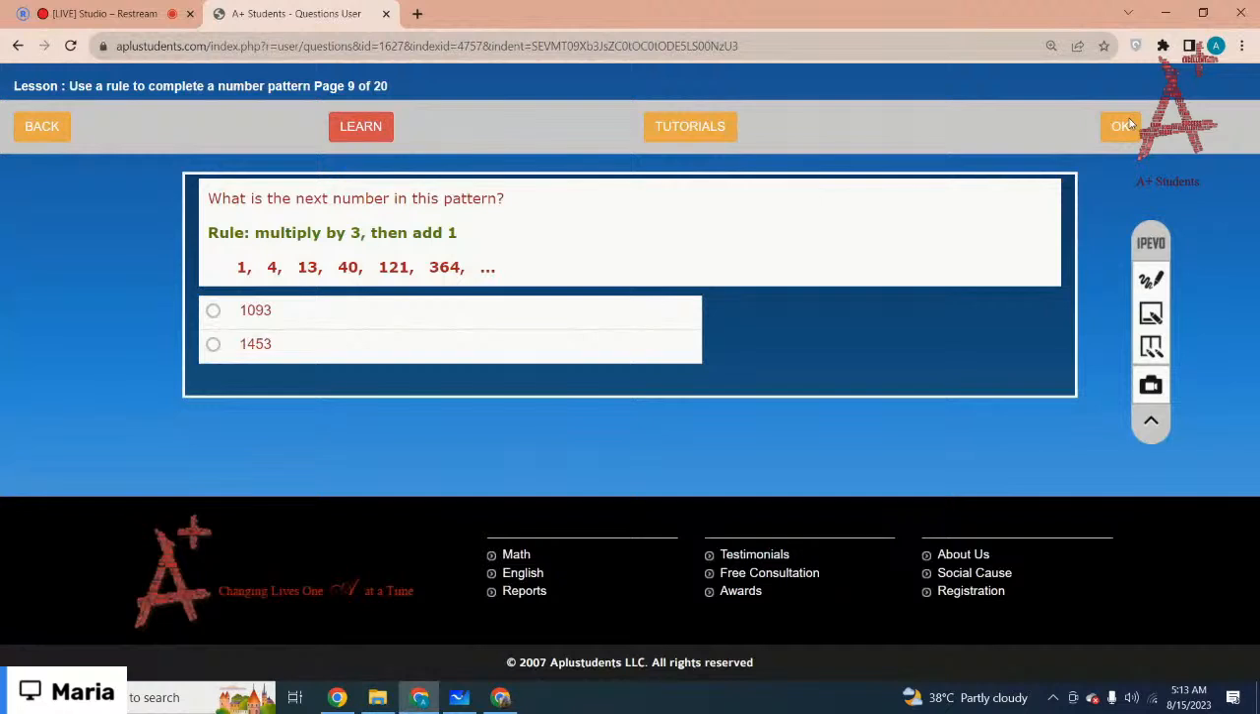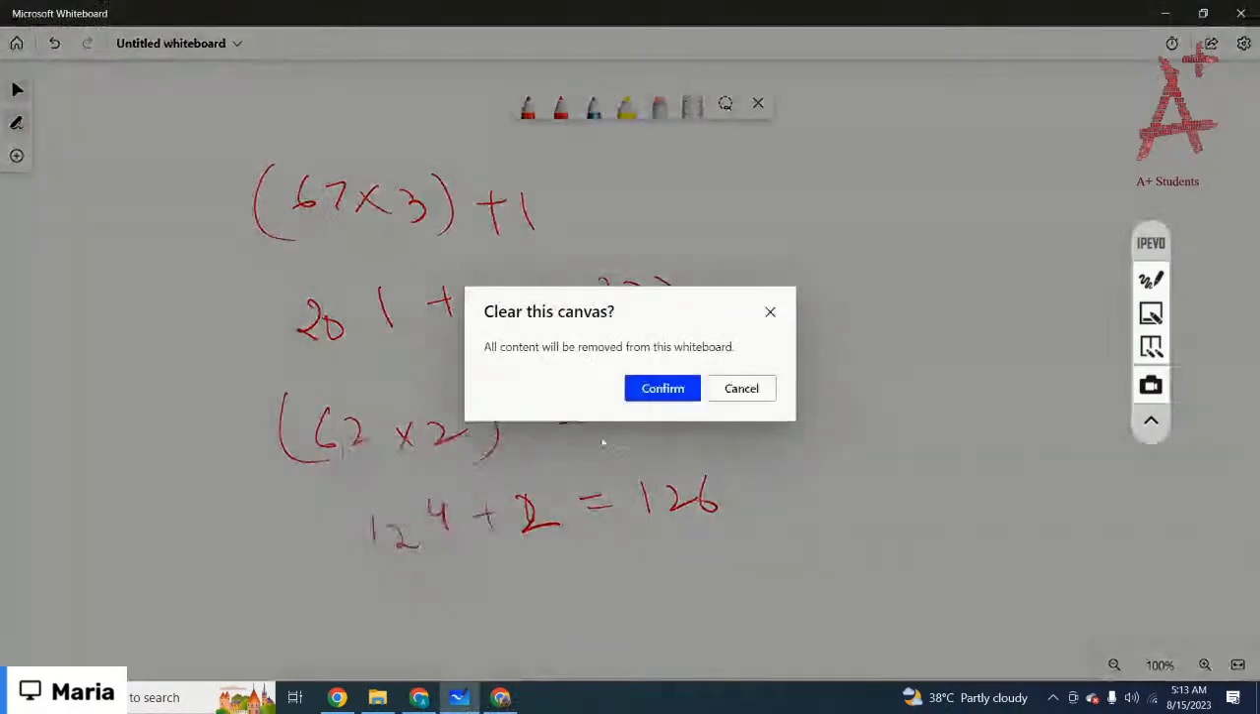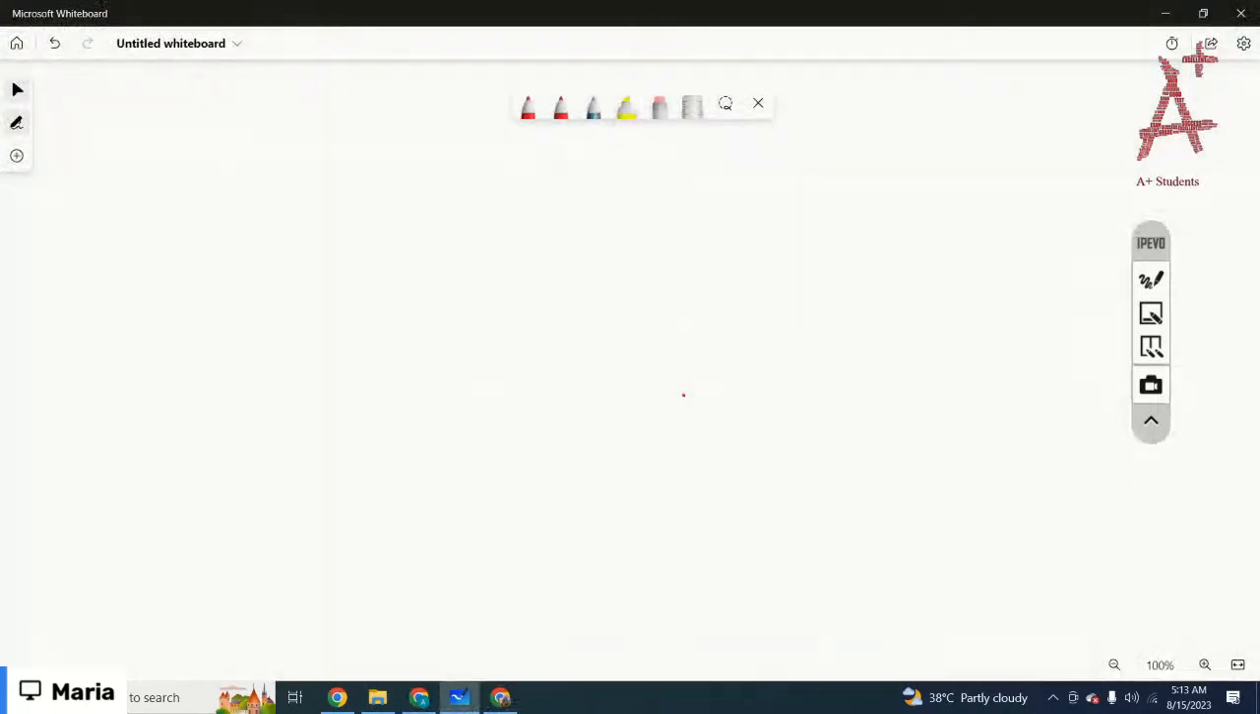Okay, what is the next number in the pattern? Multiply by 3, then add 1. So you have to multiply the last number by 3 and add 1. The last number is 364. Just multiply 364 times 3 and add 1. Let me just use the calculator.